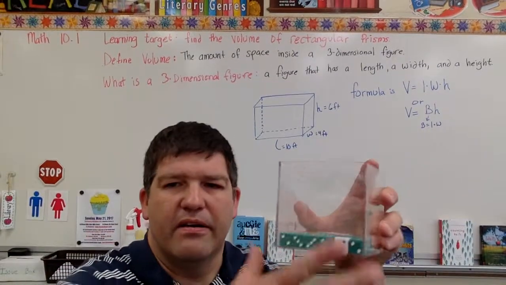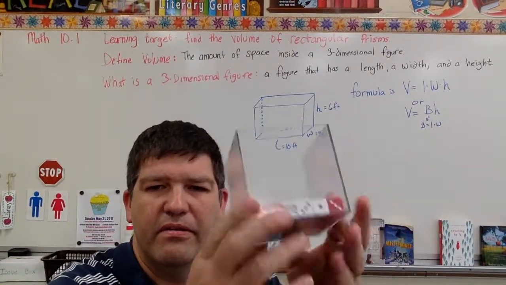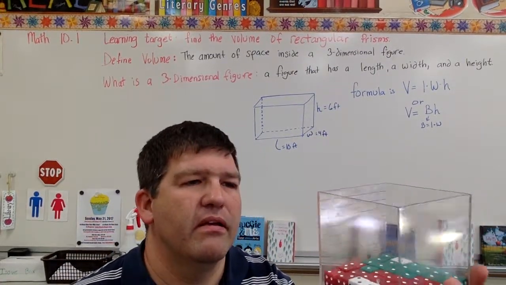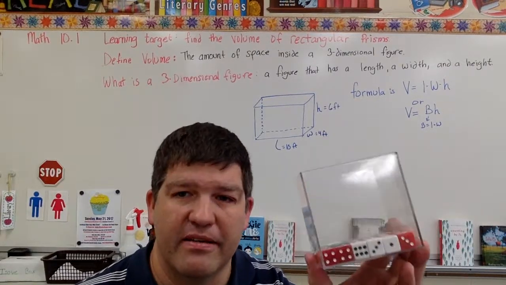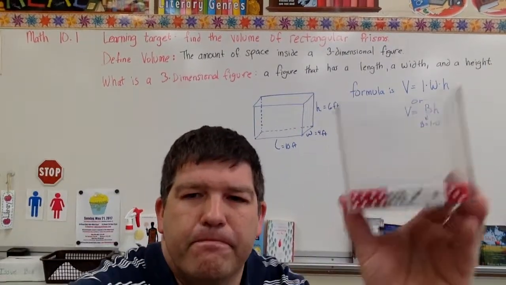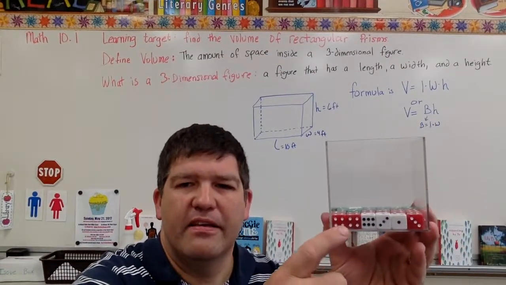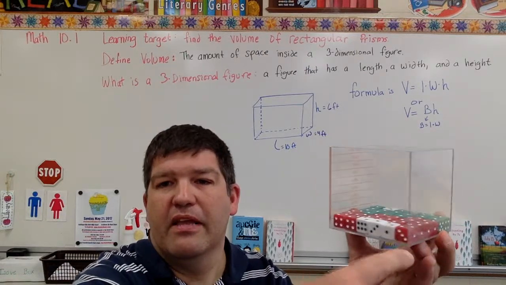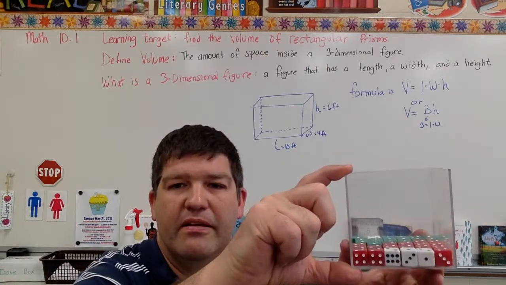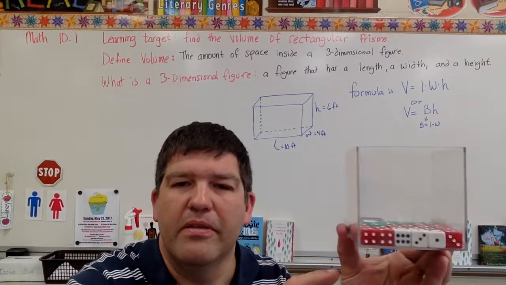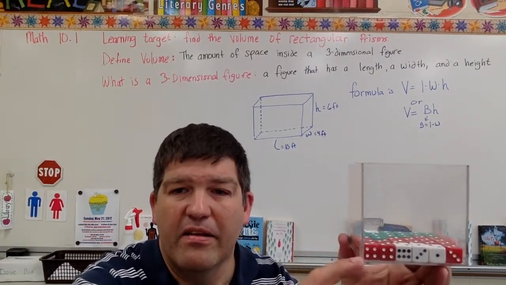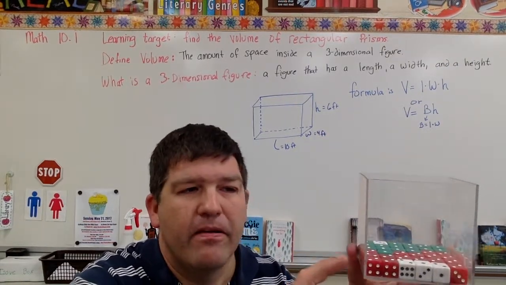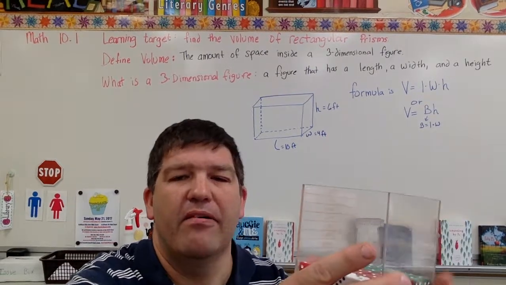So here I have a container. Okay? I have a three-dimensional figure. It can hold things. I put dice in it. Okay, and I want to show you why. So this has a length, it has a width, and it has a height. This is my height. Okay? Now, I'm going to measure it like my dice are the units.